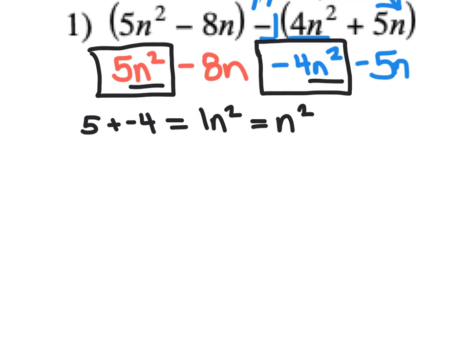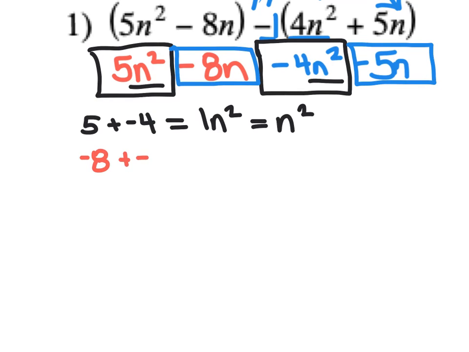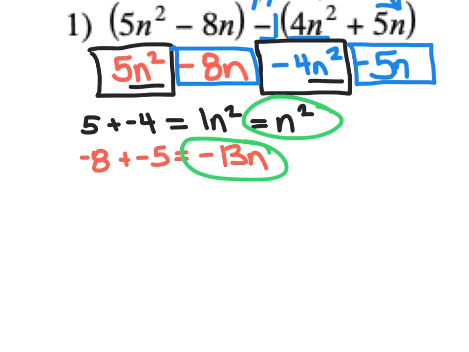My second pair of like terms are my negative 8n and my negative 5n. Now, if those n's had an exponent, that would be an exponent of 1 because I have 1n, but there isn't an exponent there, so I don't have to worry about that. Now I'm going to combine those two like terms. Negative 8n plus negative 5n would give me negative 13n.